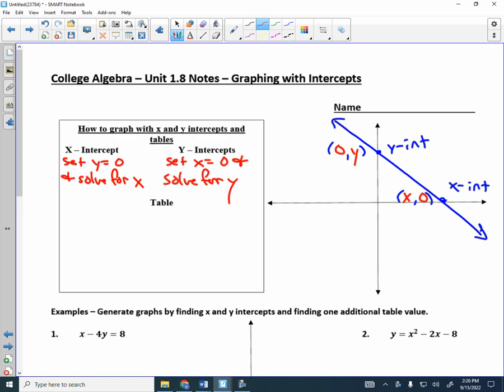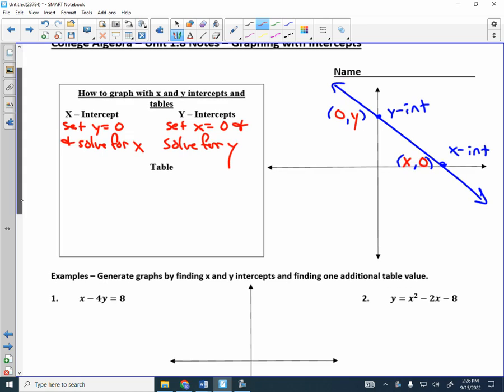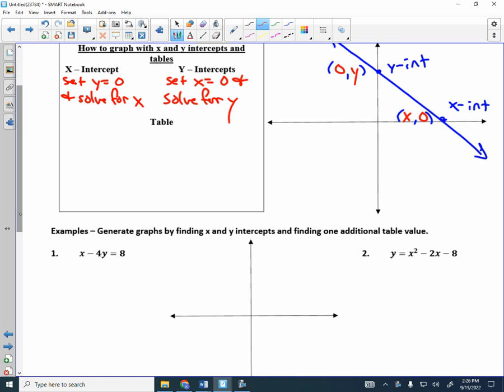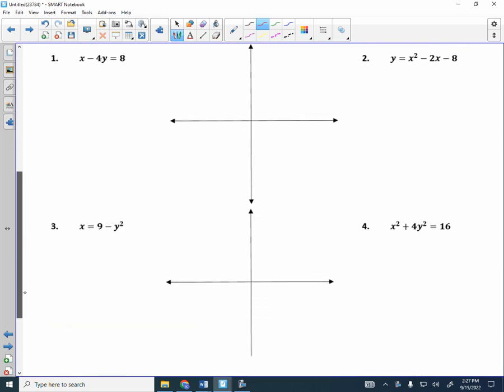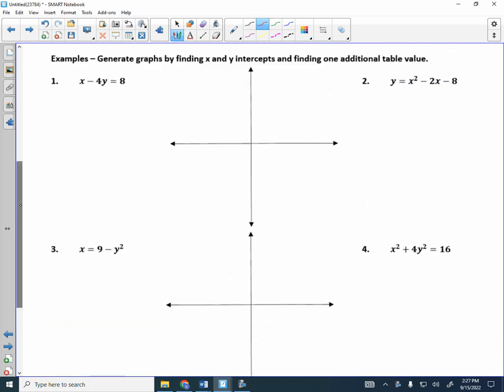So whenever I come across a function, I often look for intercepts right away in order to sketch a quick graph. You can do that by making a table. Just plug in 0 for x and 0 for y, and that will produce the intercepts. That's maybe a quicker way for you to remember what to do. And you can also use it to generate other points. So we're going to try these four examples. We are going to generate these graphs by finding the x and y intercepts.